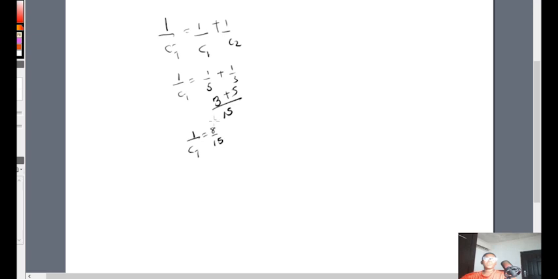But we don't stop here, because we're not looking for 1 over C total. We're looking for our CT, and our CT will now be equal to what? 15 over what? Over 8. So we have gotten our C total.